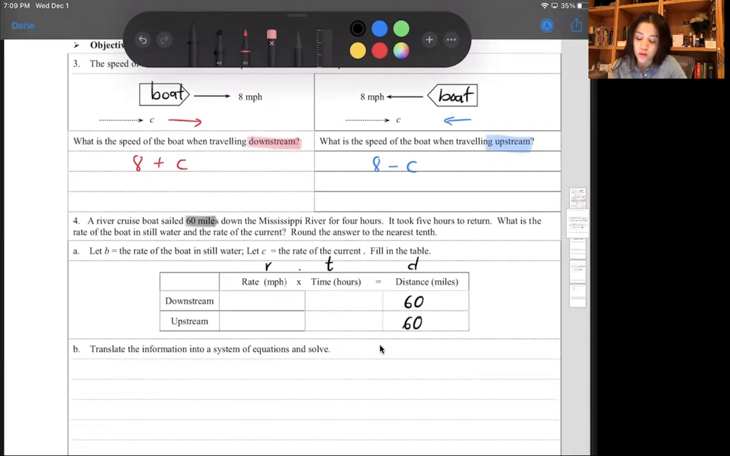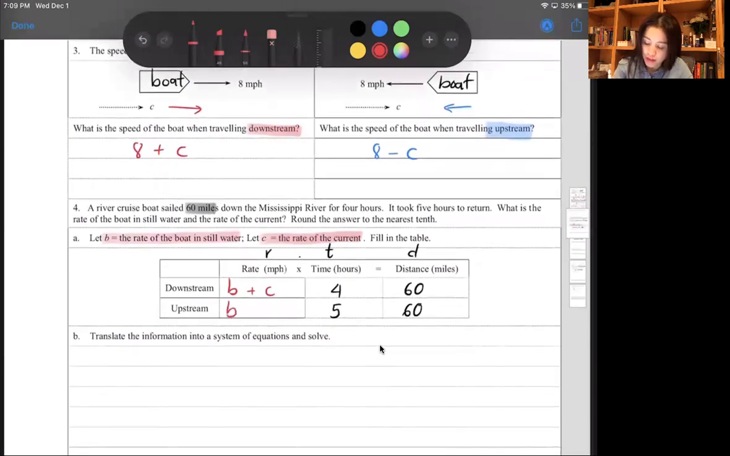It took, let's see, if it goes downstream, it took 4 hours. So if it goes downstream, it took 4 hours, so 4. If it goes upstream, it took 5 hours. Okay. And what's the rate? Remember, the rate for downstream is the rate of the boat plus the rate of the current, right? So here it's going to be downstream, the rate of the boat, we call it B. Remember, right here we define the variable B to be the rate of the boat in still water, and C is the rate of the current. Right? So the rate downstream will be the rate of the boat plus the rate of the current. Upstream will be the rate of the boat minus the rate of the current. Now we have 2 equations. See, we have 2 equations.